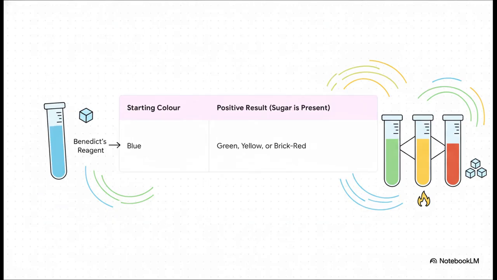And now for the results. This is the cool part. Benedict's reagent starts off as a bright blue color. If there's no sugar, it just stays blue, even after heating. But if sugar is there, you get this fantastic color change. It can go green if there's just a little bit of sugar, yellow for a medium amount, and a strong brick red for a high concentration. You really want to remember that brick red color. That's the classic sign of a strong, positive test.